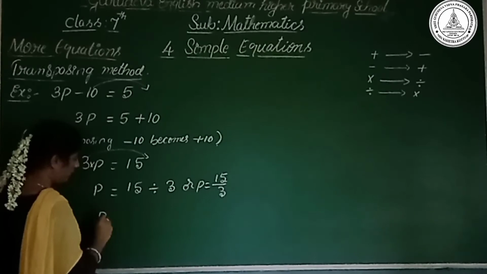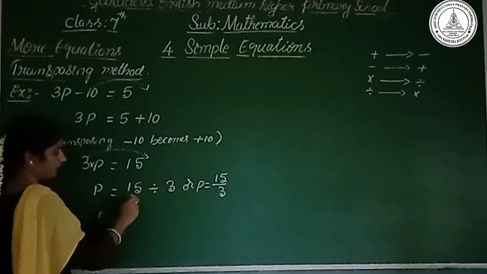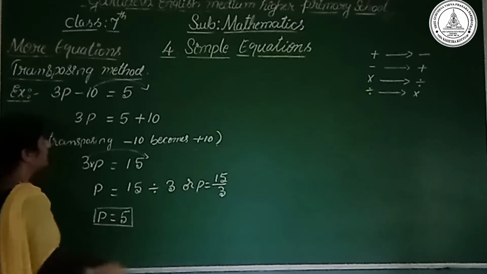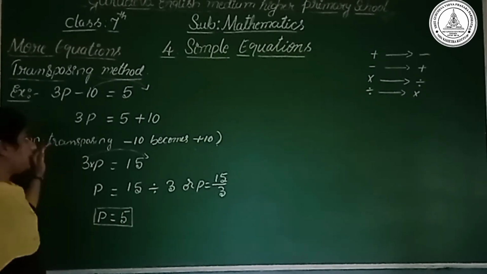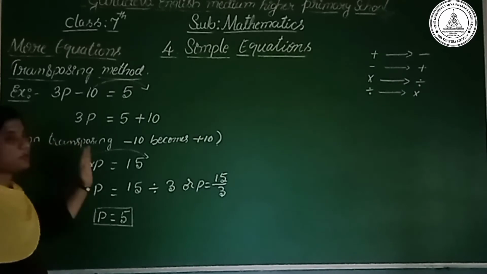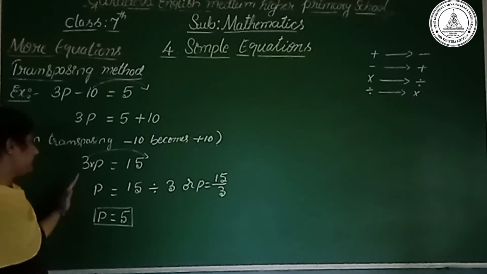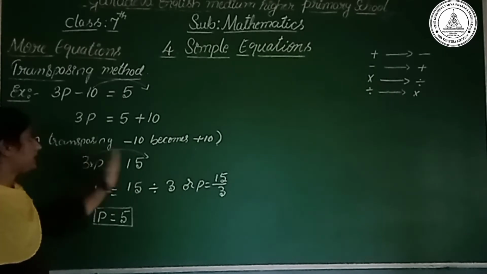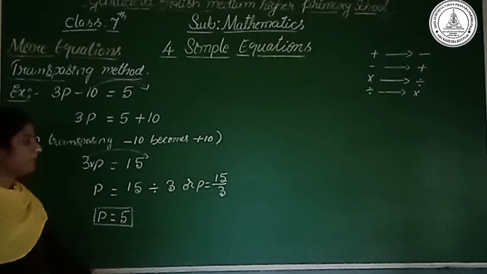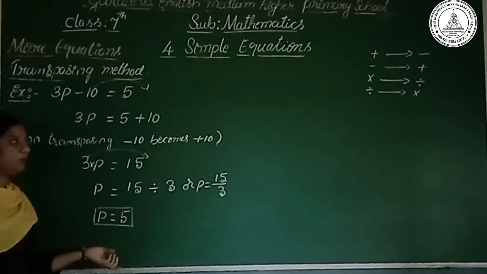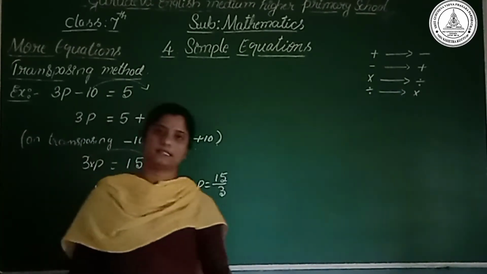Then what is the value of p here? 3 how much are 15? 3 fives are 15. So that is the value of p for the given equation, and it is the method of transposing a number. We may also write here, after transposing, the 3 becomes divide. So this is the transposing method. The same thing you may also use to solve some more examples.